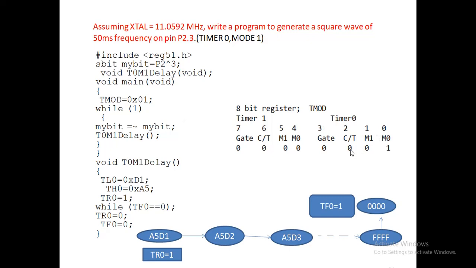It will generate the square wave with the help of the internal system clock. Here the gate also I am making a 0. So as a programmer I configure this as well as this all 0 because I am not using timer 1. Now I convert this binary format into hexadecimal format. I will get 0 1, so 01H. X represented is nothing but hexadecimal. So I loaded 0x01 into the TMOD register.